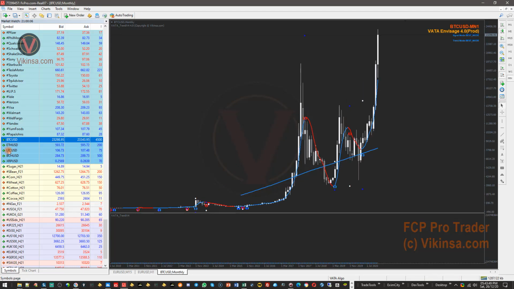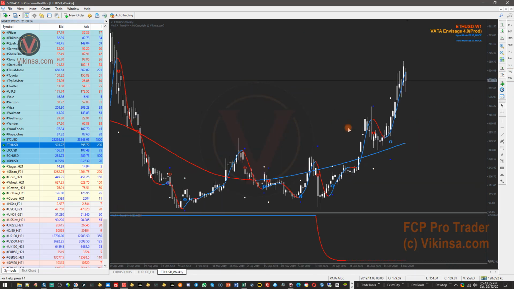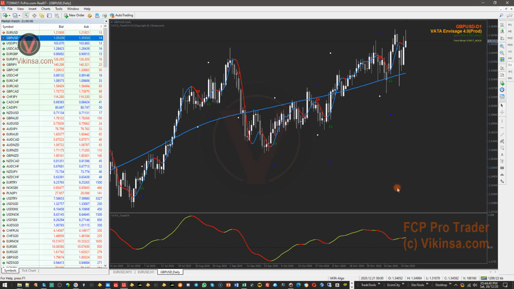This is how we can make use of it on crypto. So let's look at ETH, Ethereum, similar sort of thing. It works on all currency pairs, indices, precious metals, commodities, cryptos, and stocks.